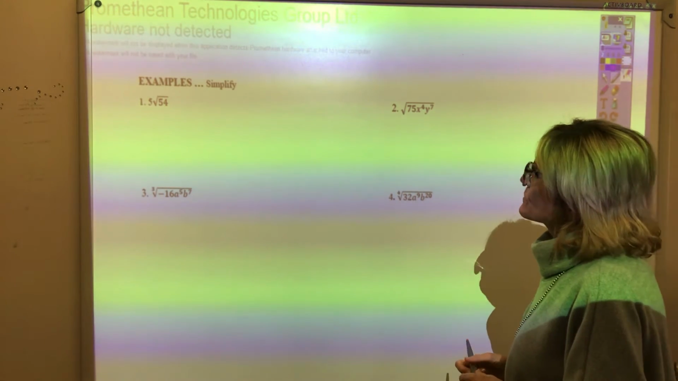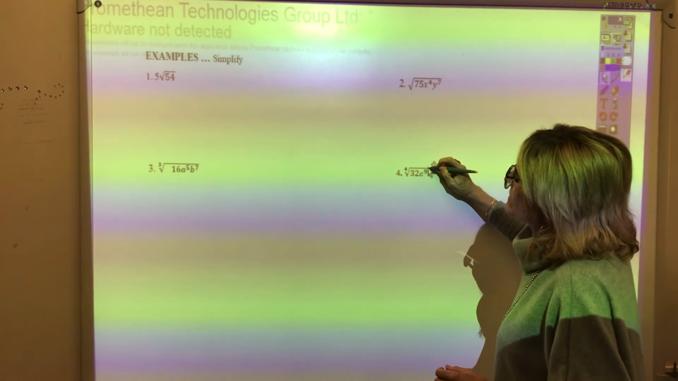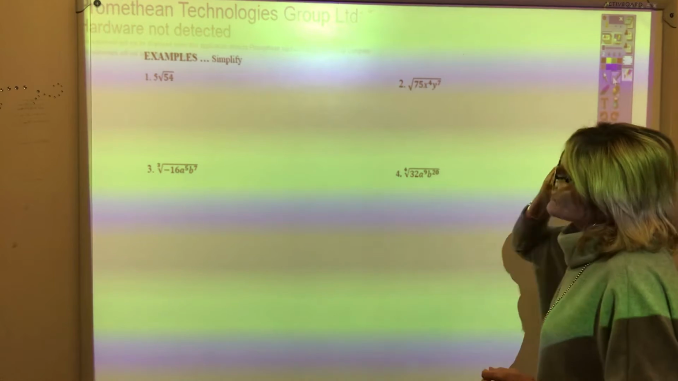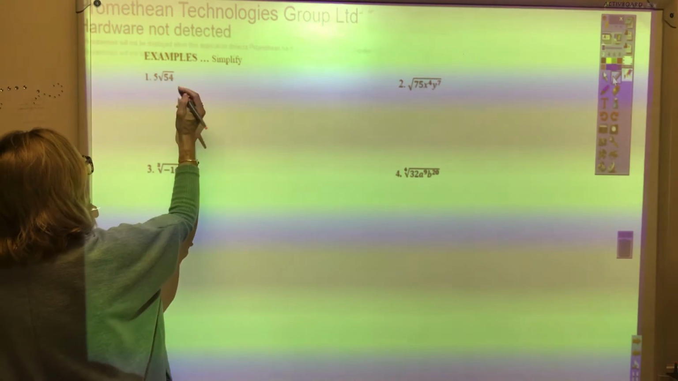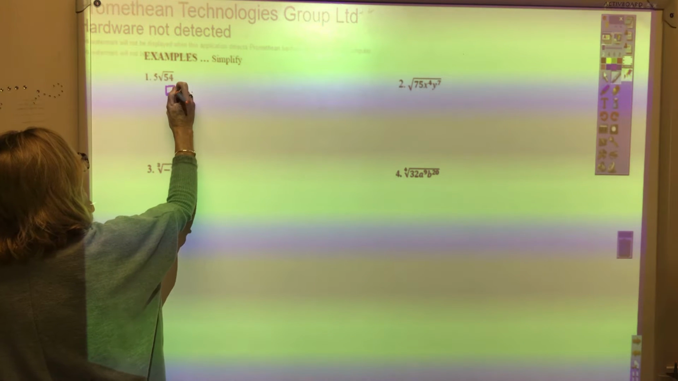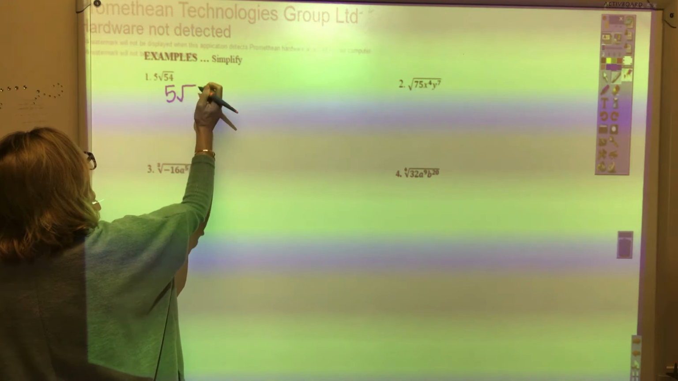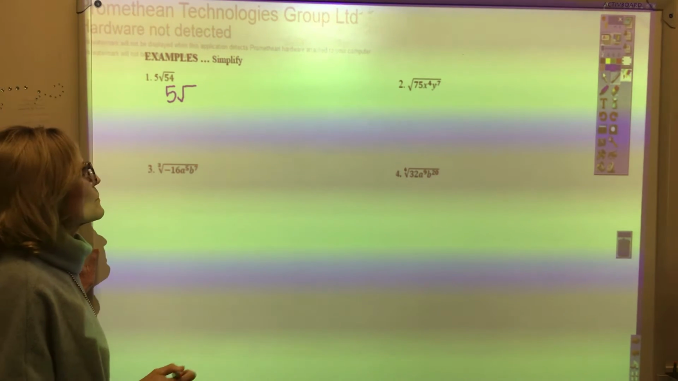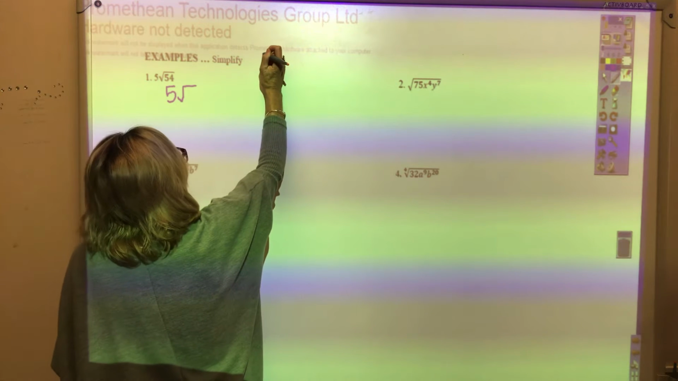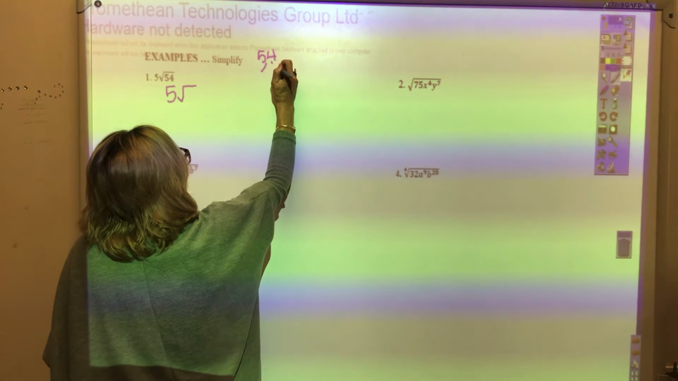So to start with, we're going to simplify these radicands. Okay, so you've got a 5 outside of here. I'm going to rewrite that. And then I'm going to think of the highest number squared that goes into 54. And if you wanted to, you could break down 54 like so. You could prime factor it.